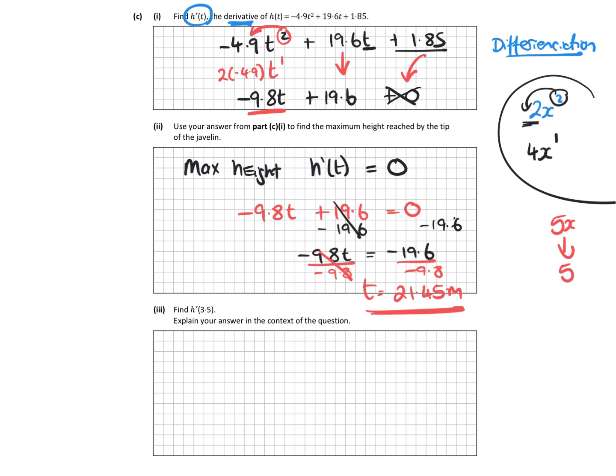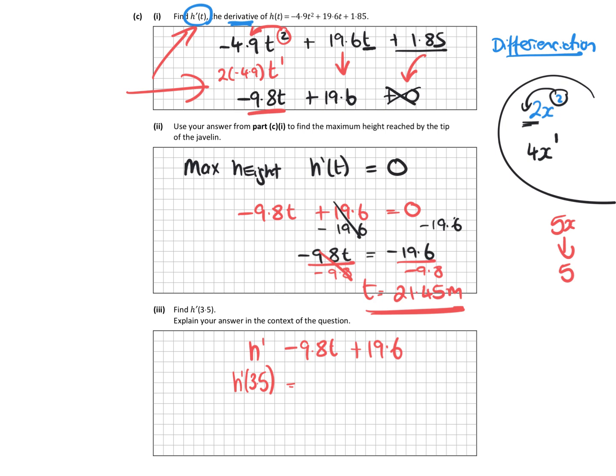The next one then says find H dash 3.5. So H dash is the differentiated version, and then 3.5. We are inputting 3.5 into anywhere we have a t. So again, really doable. H dash is minus 9.8t plus 19.6. We got it from this point here. That was the question there. And so H dash 3.5.